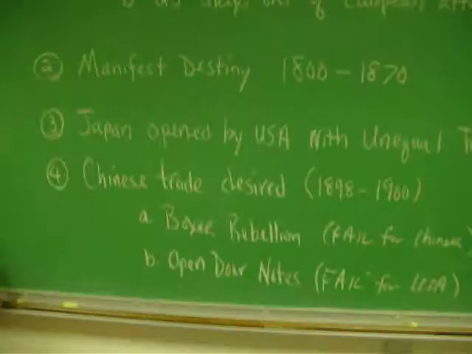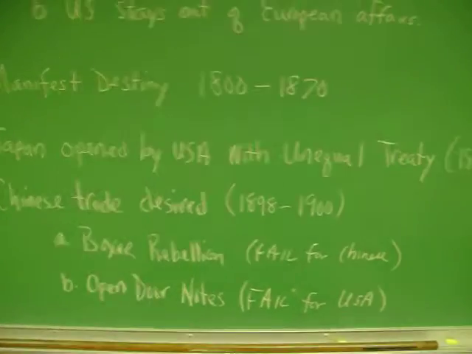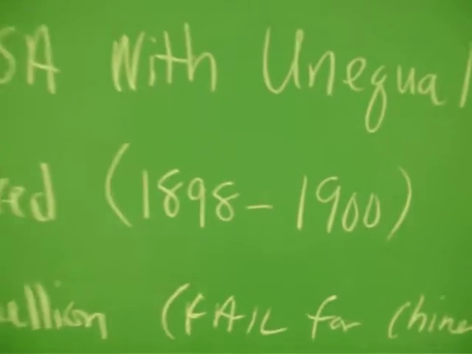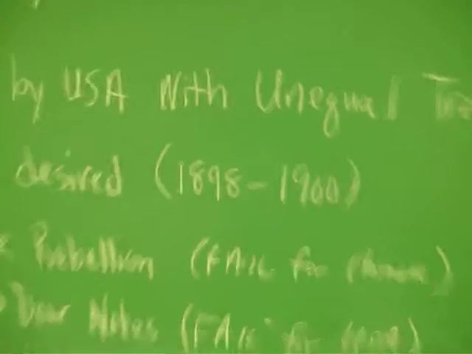So I'm going to turn this back over and look at number 4, and it says that Chinese trade was desired in the years 1898 to 1900, as you can see right here. These are special years because there were a lot of countries already involved in carving up China into little spheres. Germany was there, Britain was there, France was there.